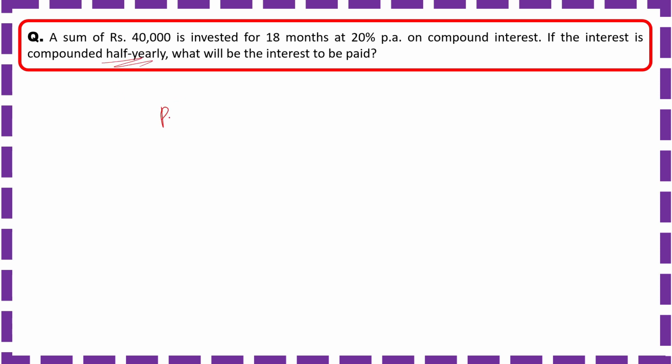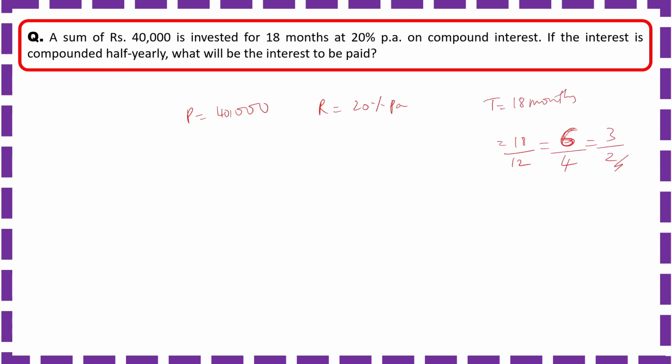So principal, we know it's 40,000. Rate of interest, we know 20% per annum. Okay. And time period, we know 18 months, right? So what we learned, time period must always be in years. So change this into years. 18 months by 12, right? 18 by 12, that is 3 by 2.